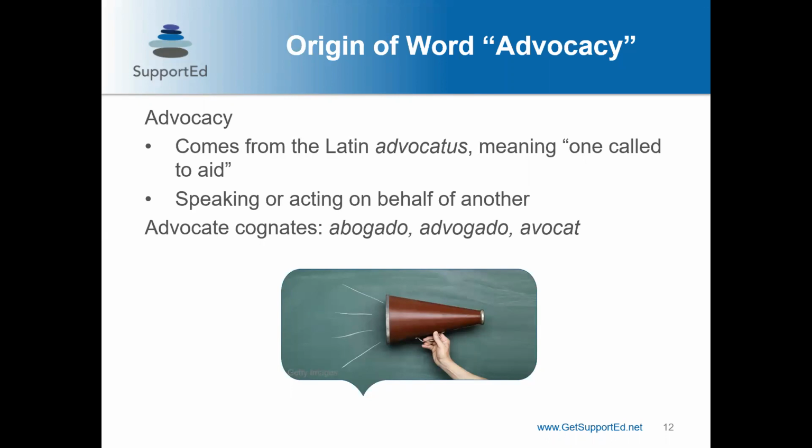So advocating on someone's behalf, I think of an attorney who can help me navigate an unfamiliar situation. They're on my side and they're helping me and really working on my behalf, not for themselves, but for me.